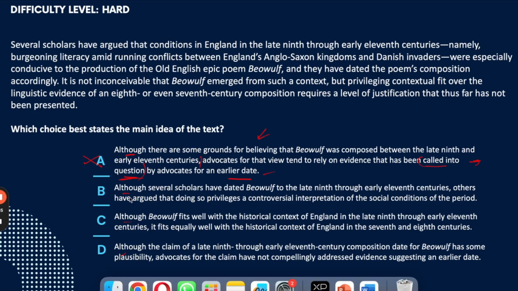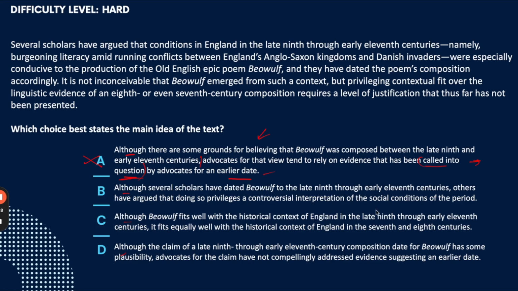Let's look at B now. Although several scholars have dated B to the late 9th through early 11th centuries, others have argued that doing so privileges a controversial interpretation of the social conditions of the period. Now, understand, choice B is wrong because the passage doesn't mention any controversy about the social conditions of the period. So the mention of social conditions in this particular option is making this option incorrect. It just says that scholars who support the late 9th to early 11th century date haven't addressed the linguistic evidence for an earlier date. So this is out because there's no mention of social conditions. So you can say this is out of context.